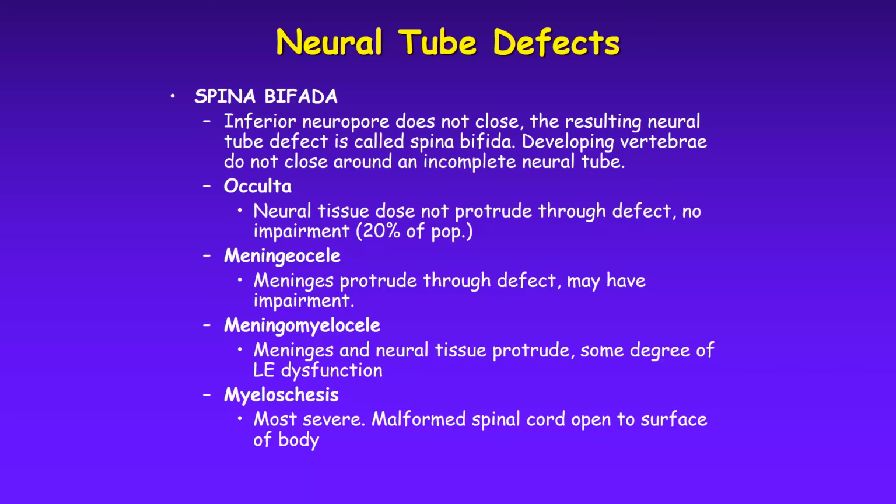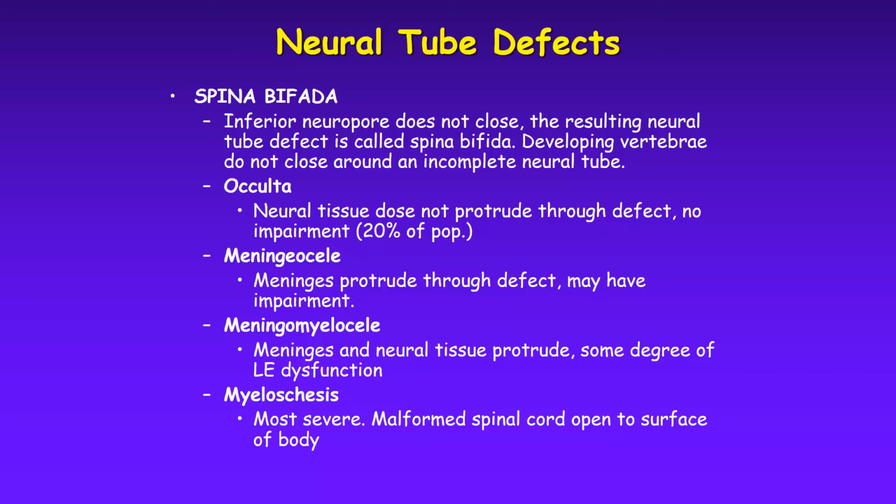Okay, so spina bifida is a neural tube defect, and that's the inferior neural pores. The caudal end fails to close or doesn't close properly, and sometimes the developing vertebrae around it do not close. There are a few different classifications of severity, and there are 4 different ones here.